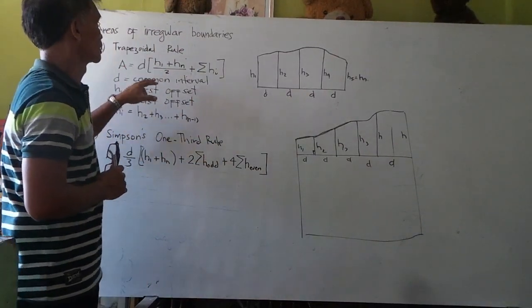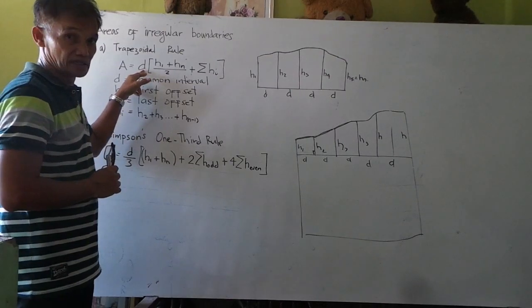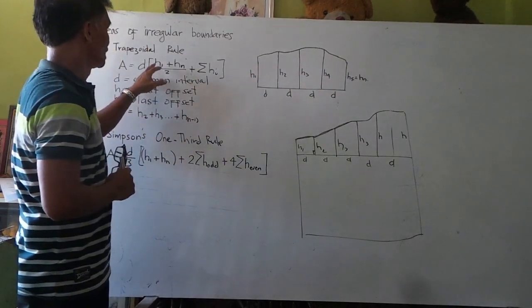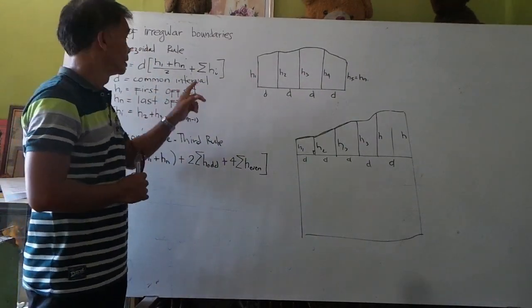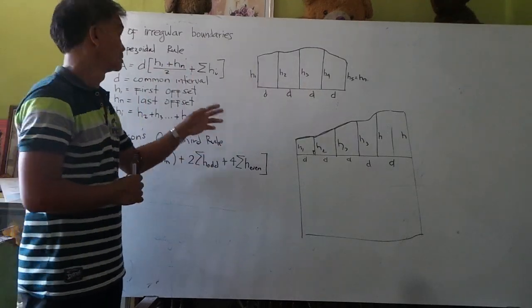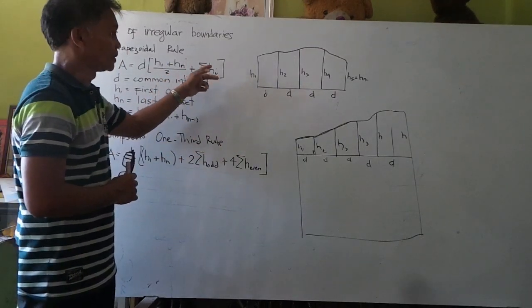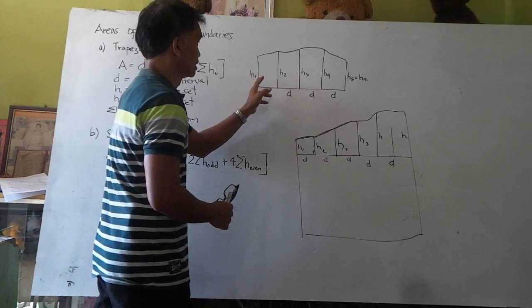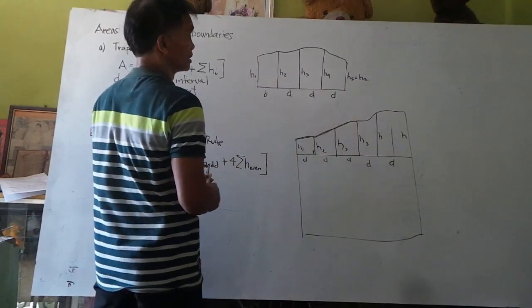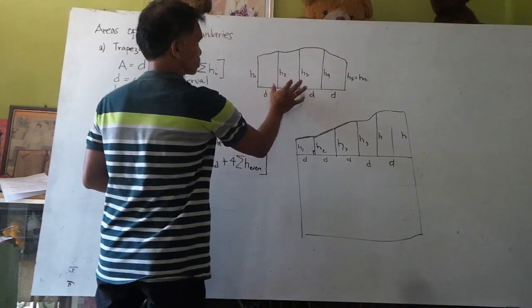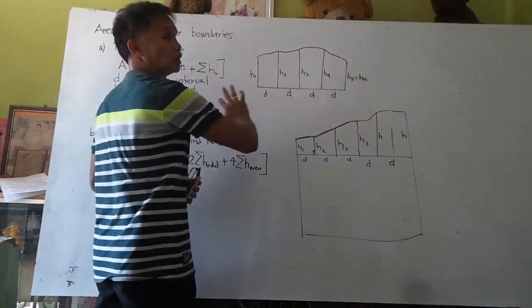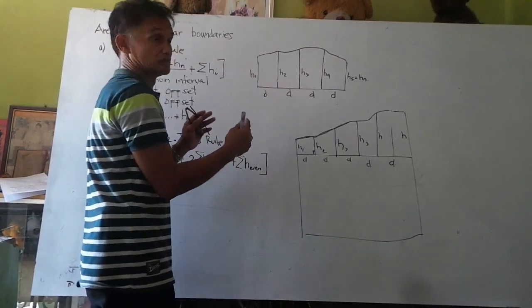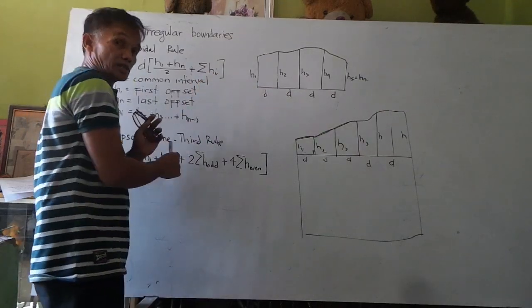In the trapezoidal rule, the area equals D, which is the common interval, times H1, your first offset, plus Hn, your last offset, divided by 2, plus the summation of the interior offsets, meaning the offsets in between H1 and Hn, the first and the last offset.